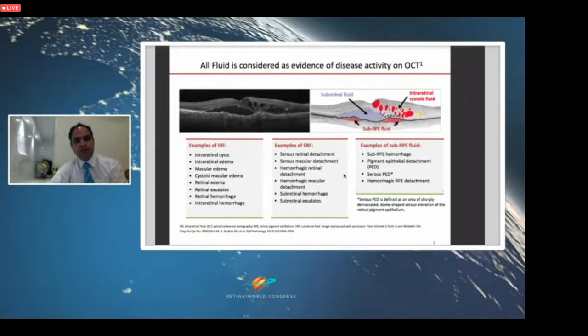So coming back to the fluid, there are three compartments. I think we all know that within the inner retinal layers, you have IRF, and below the retina and above the RPE, you have subretinal fluid, and below the RPE and above the basement membrane, Bruch's membrane, you have the sub-RPE fluid. We call them fluid, but they can have multiple components, exudates, hemorrhage, all of which constitute part of the fluid.